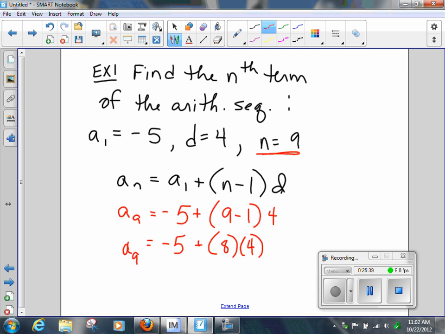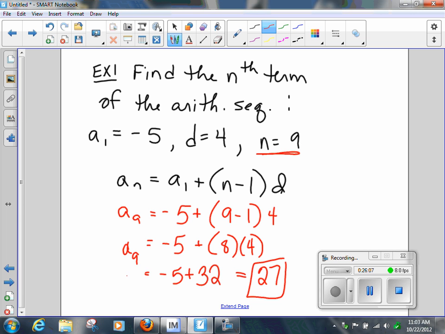My n is 9. Okay? What is the 9th term? What's negative 5 plus 32? 27? How about that? Is that it? Mm-mm. What could I be asked?